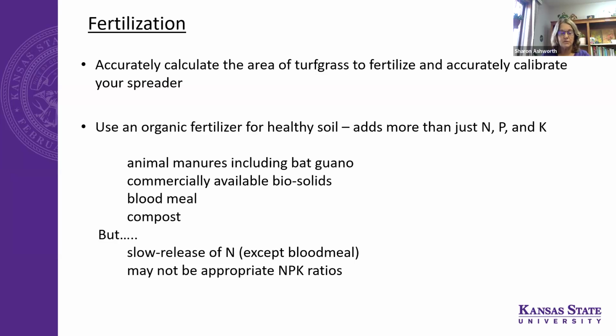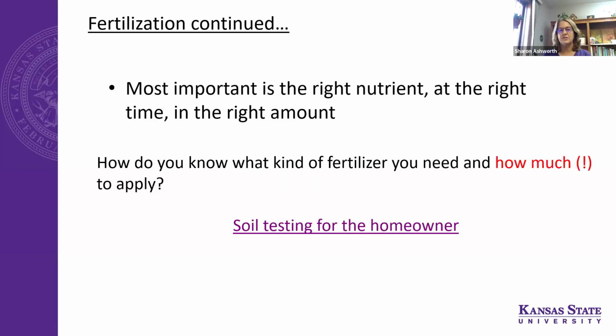You might choose an organic fertilizer for healthy soil. An organic fertilizer is going to add more than just your nitrogen, phosphorus, and potassium. It's going to add some organic matter to your soil. And there's a list of some options: animal manures, biosolids, blood meal, and compost. But you should recognize the difference between these organic fertilizers and a synthetic fertilizer. Most organic fertilizers are slow release. And also, you still have to look at the proper ratio of nitrogen, phosphorus, and potassium. And the way to do that, of course, is to get a soil test.